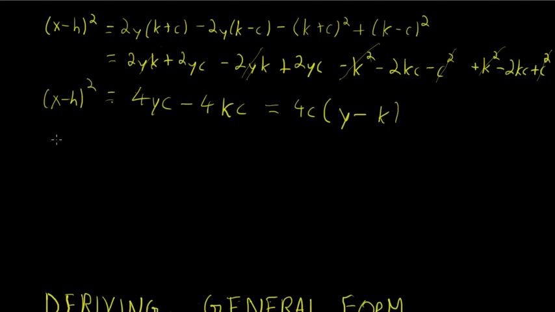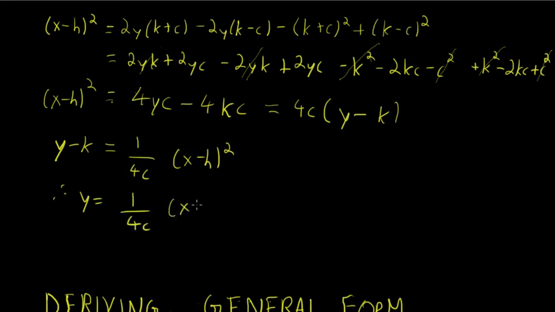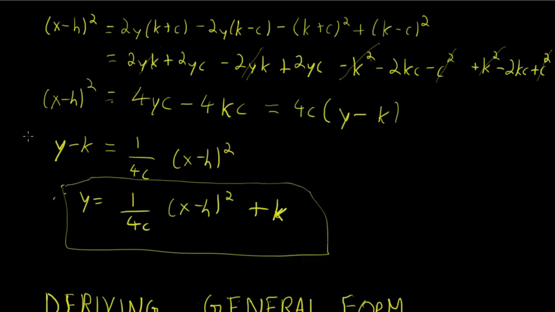If we divide both sides by 4c, we get y minus k is equal to 1 over 4c times x minus h, the quantity squared. Solve for y. I get 1 over 4c times x minus h, the quantity squared, plus k. So either of these two equations here are acceptable forms of the general form of a quadratic equation.